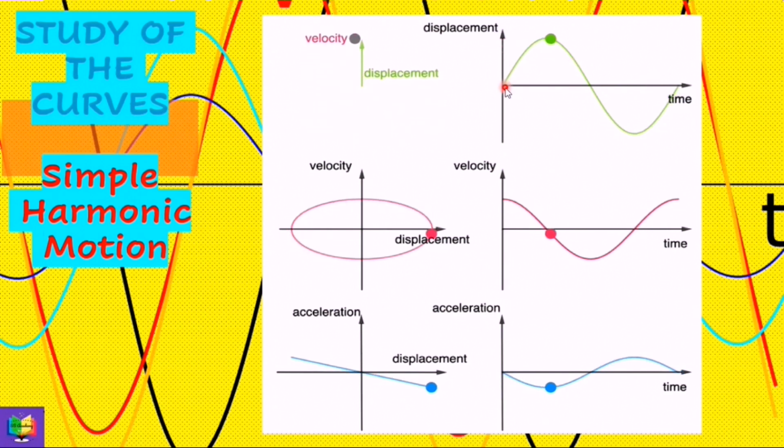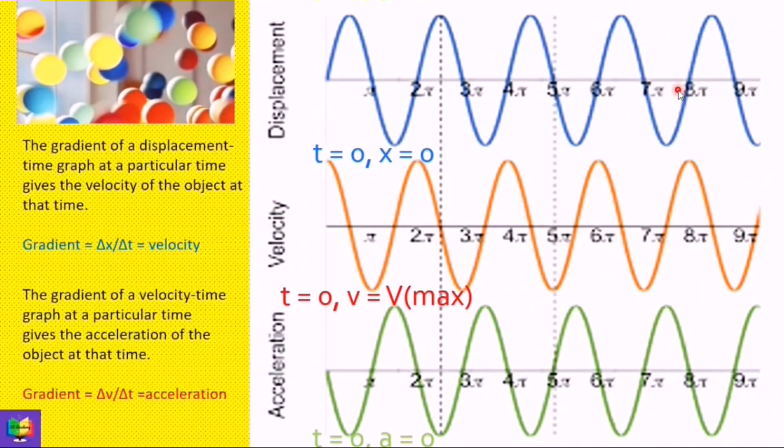We have considered the motion to start when the mass is at equilibrium position, that is the midpoint of its oscillation, and is moving to the right. Hence at time t equal to 0, x is 0. Any point in the cycle could have been chosen as the starting point, but it is conventional to start as shown here with the blue color. At t equal to 0, x is 0. This first curve is the displacement time curve.